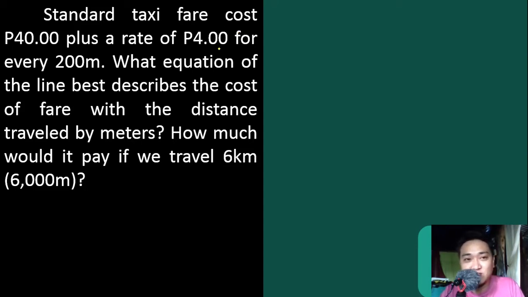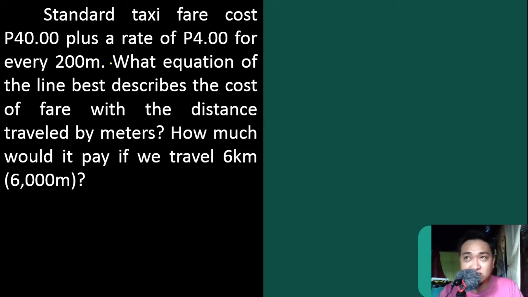So, our first problem will be, let me read first to you the problem. A standard taxi fare costs 40 pesos plus a rate of 4 pesos for every 200 meters. What equation of the line best describes the cost of fare with the distance traveled by meters? And how much would it pay if we travel 6 kilometers or 6,000 meters?